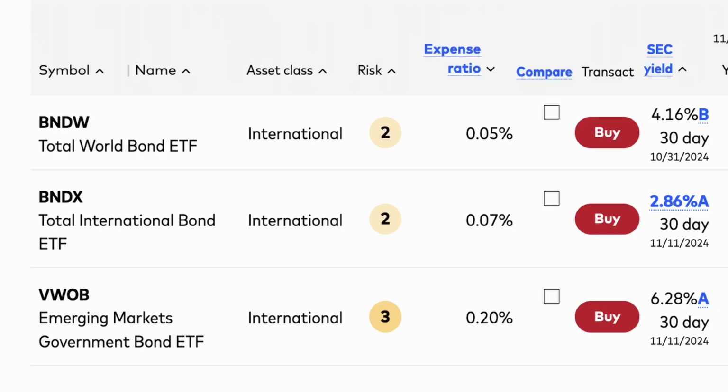The next type of bond fund I'm going to talk about is international bond funds. And so Vanguard has a few different types of bond funds. And the three that I'm going to talk about are their Emerging Markets Government Bond Fund, the Total International Bond Fund, and the Total World Bond Fund.